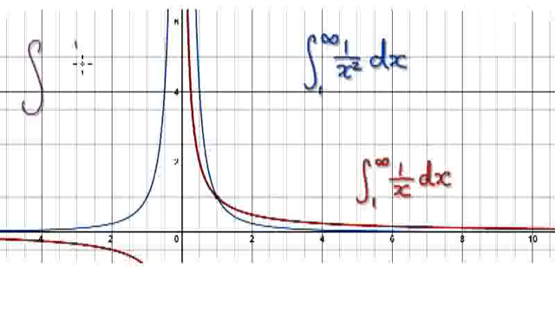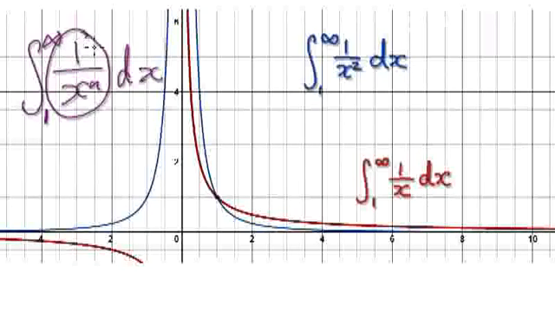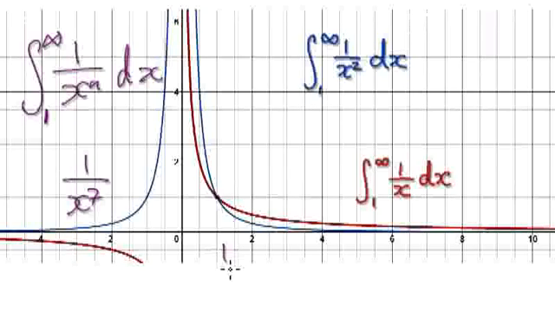Now we're going to look at a general case of 1 over x to the power of n from 1 to infinity. So for example, 1 over x to the power of 7, what would that be? Or 1 over x to the power of negative 3. So this n here, we're going to look at a general case of when it's to the power of n.